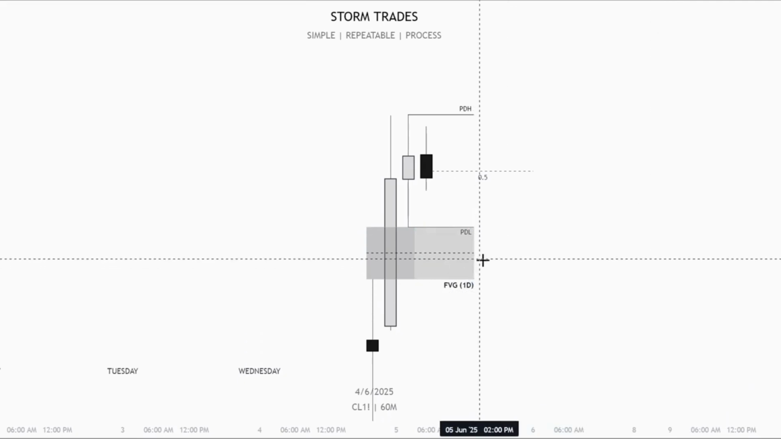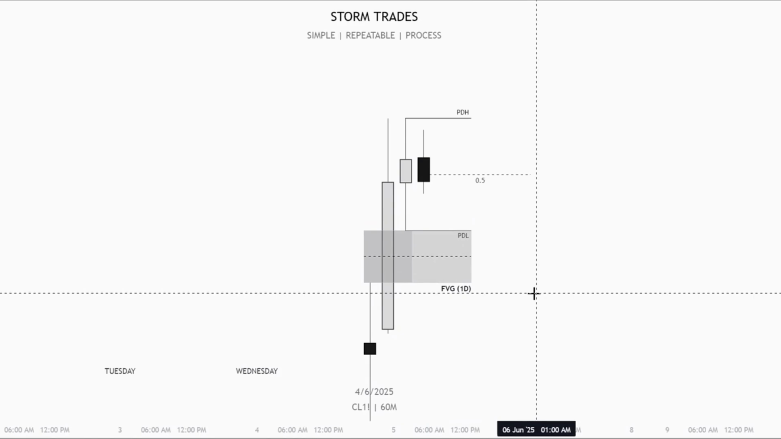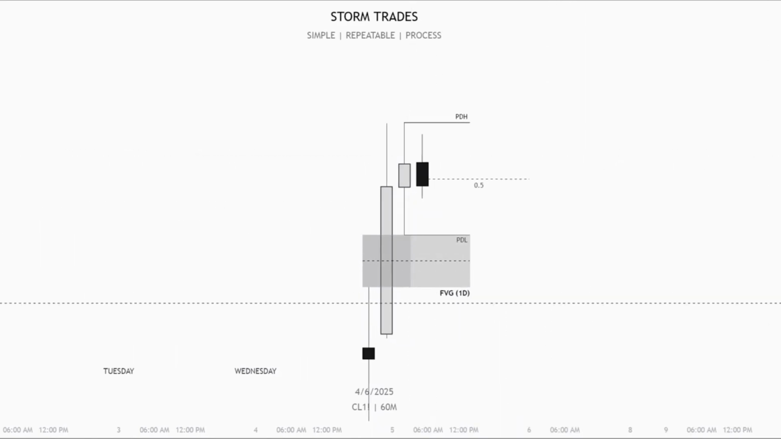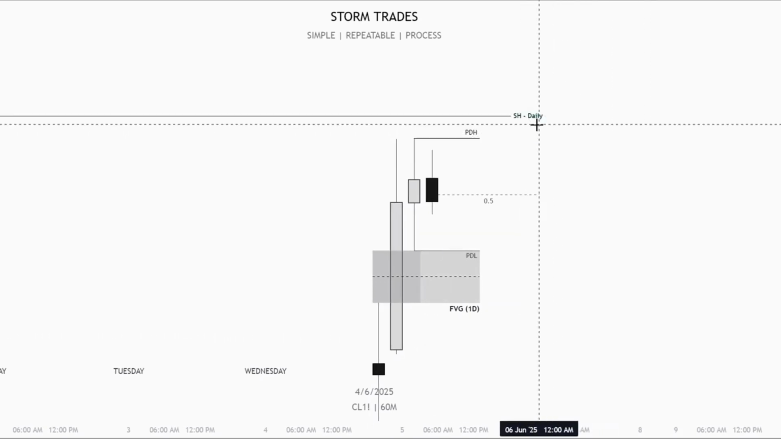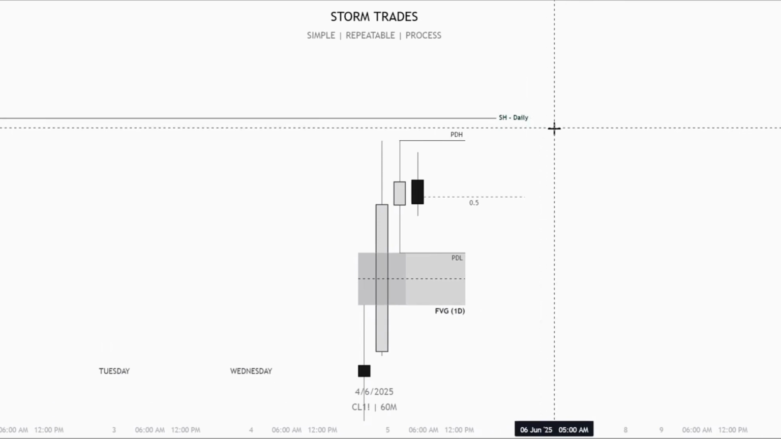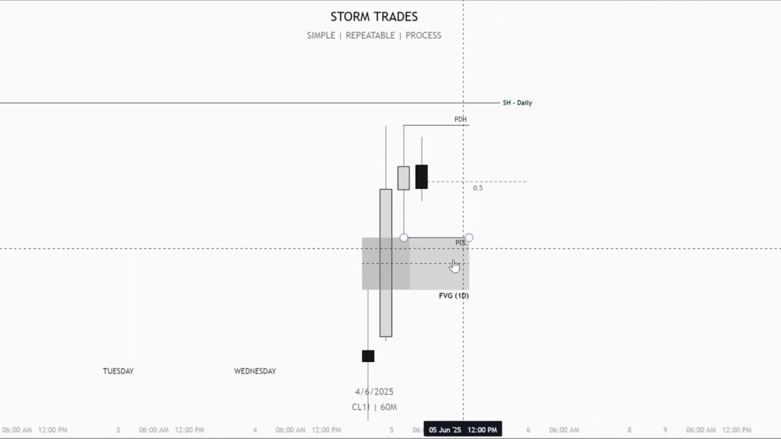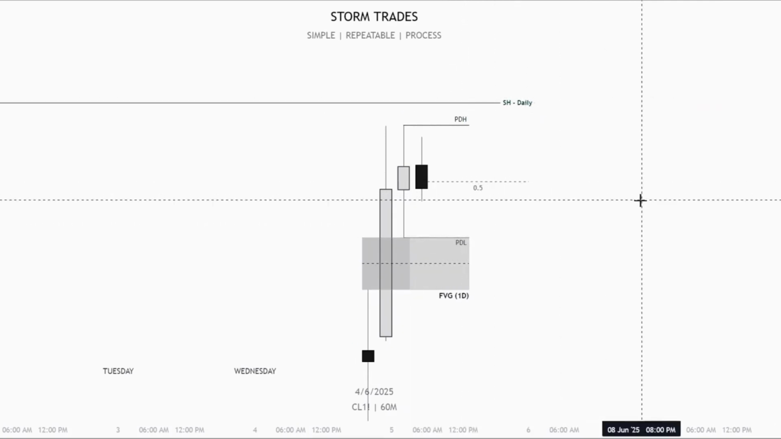I want to make note here. We have some internal range liquidity that was confirmed with the close of yesterday's daily candle, and we also have some external range liquidity up here in the form of a swing high on the daily time frame. But again, we haven't hit any of that. We haven't touched the previous daily low or previous daily high.